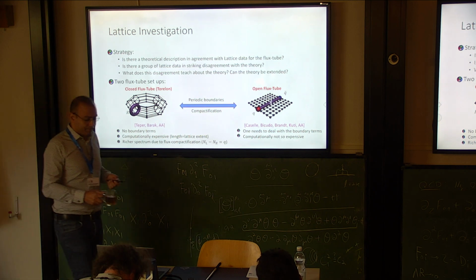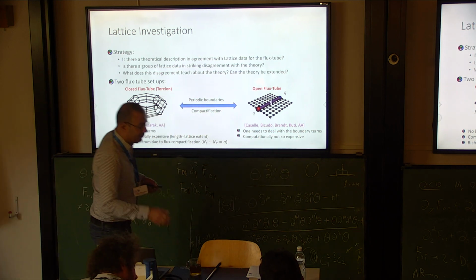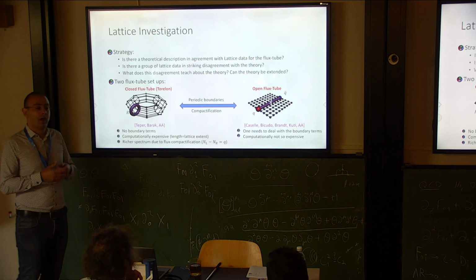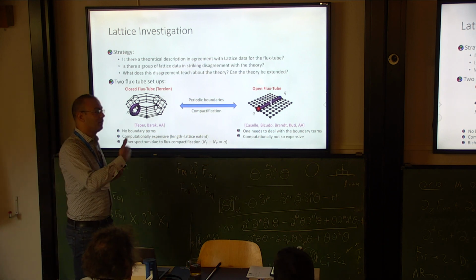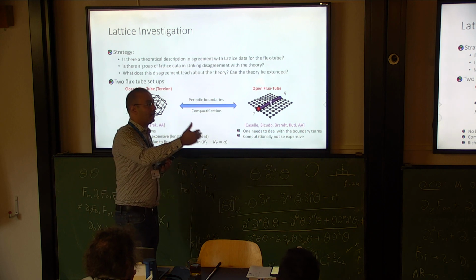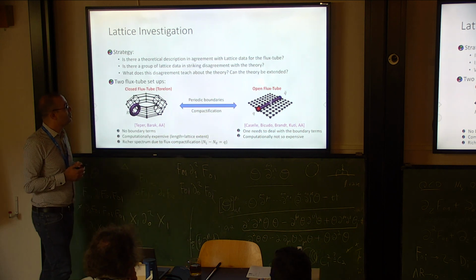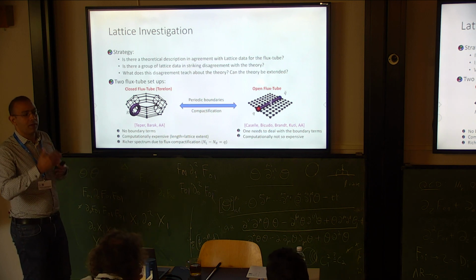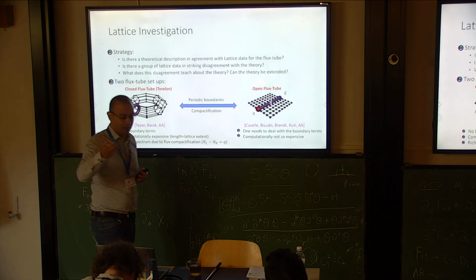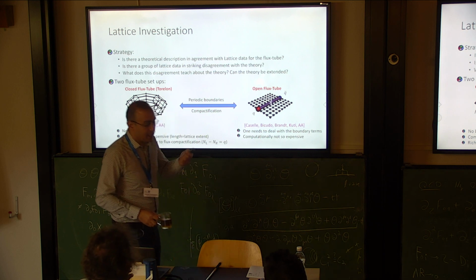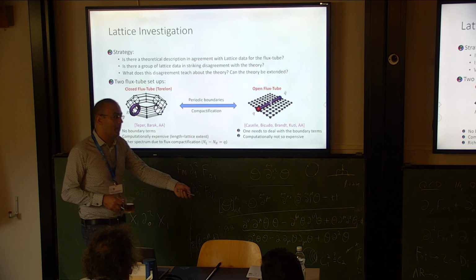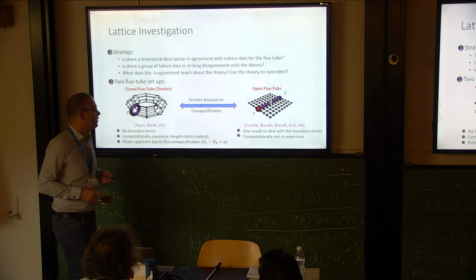Now on the lattice, the idea is simple. We extract the spectrum of the flux tube and we check whether the spectrum of the flux tube can be reproduced by an effective string theory model. And we also want to see whether there is some striking difference with the string theory model, which basically indicates that there is new information that should be encoded within the effective string theory.